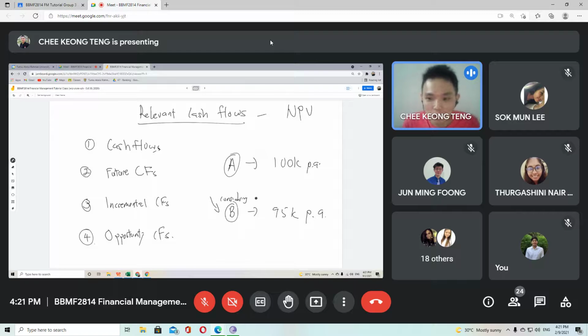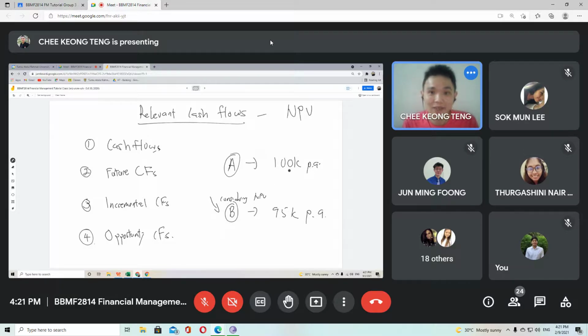Let's say you are trying to calculate the NPV for B. The net gain, the NPV without considering the opportunity cash flow, is 95,000 after you deduct all the expenses. You have a net gain of 95,000 if you work with company B. In this case, since currently you are working with company A earning 100,000, should you include this one in the calculation of B? Because now you are calculating NPV for B, should you include this one?